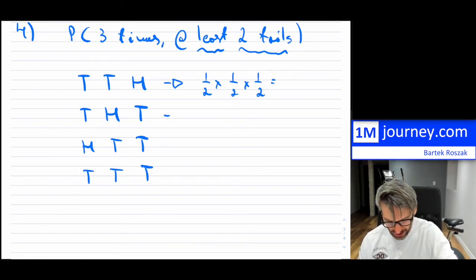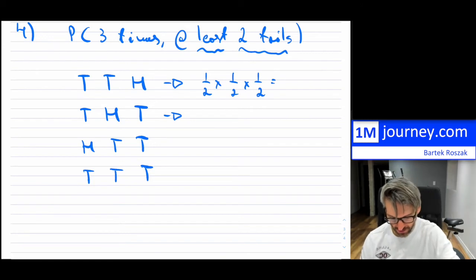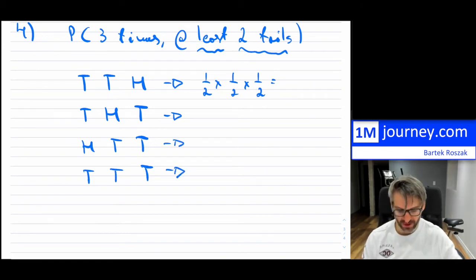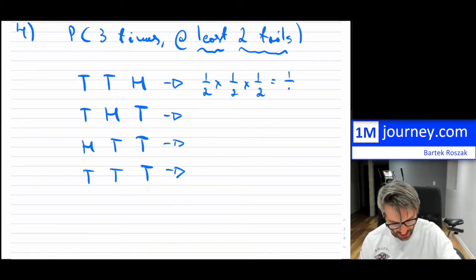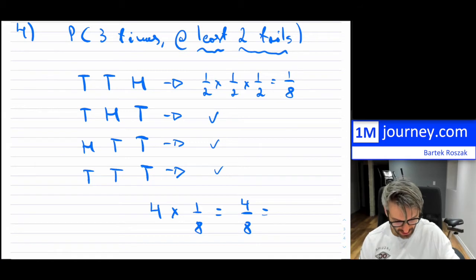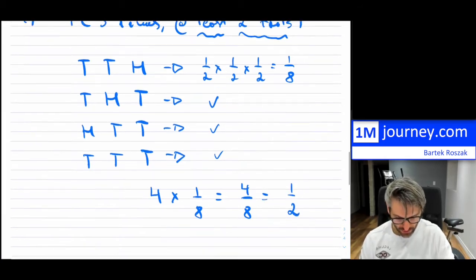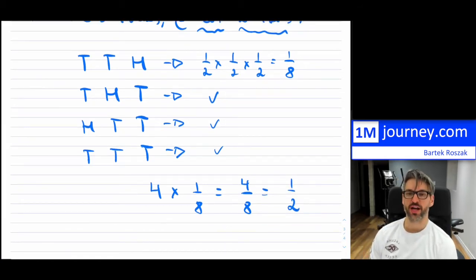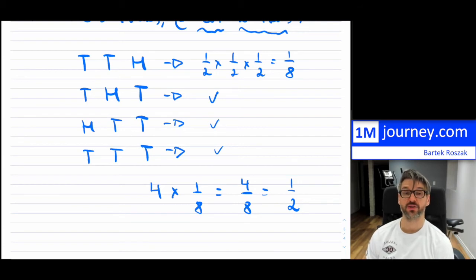Now the probability of this is exactly the same. The probability of this and the probability of this is exactly the same. So all of these are basically 1/8, and there's 4 of them. So this is 4 times 1/8, which is equal to 4/8. So it is a 50% chance that you will have at least 2 tails. That's what you have there.